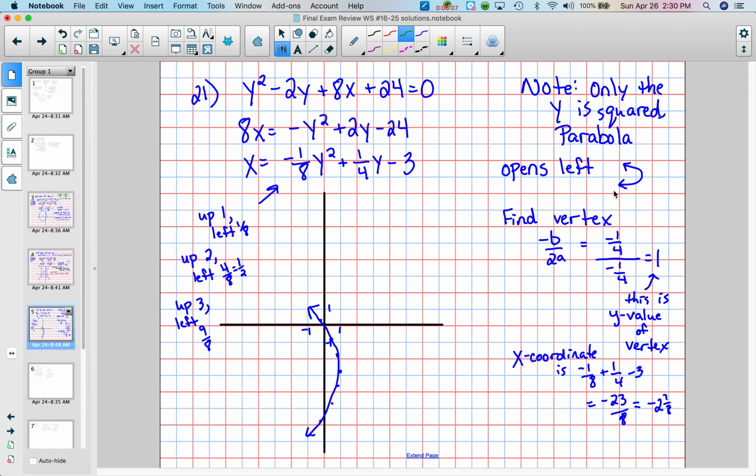So I got that. So I need to find the vertex, and I could do the opposite of b over 2a, just like we did before. So I did the opposite of b, which would be negative 1/4 over 2 times negative 1/8. So I get a positive 1. However, this is the y value of the vertex because we've got the x and y switched. So this is the y value of the vertex. So plug the 1 into the equation and you get the x value of the vertex, which is negative 2 and 7/8. So you can come over here to your graph and plot.